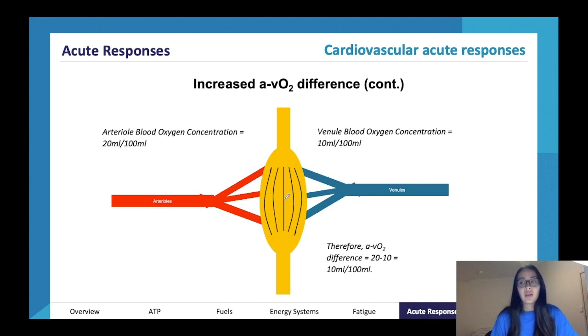The reason why we look at it is because it tells you how efficient your body is at extracting the oxygen it needs in order to facilitate aerobic exercise, okay? Hopefully that makes sense. If it doesn't, maybe pop a question in the chat and I will get back to you on it, because I know it's quite a tricky concept and it is quite important to be able to understand.